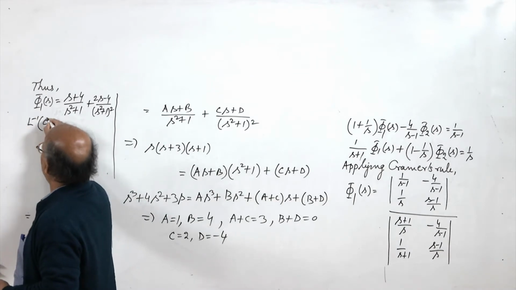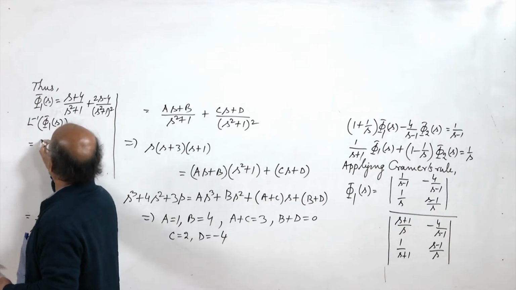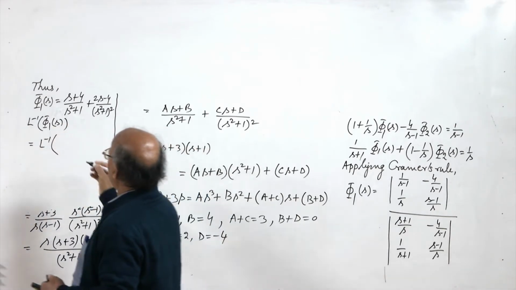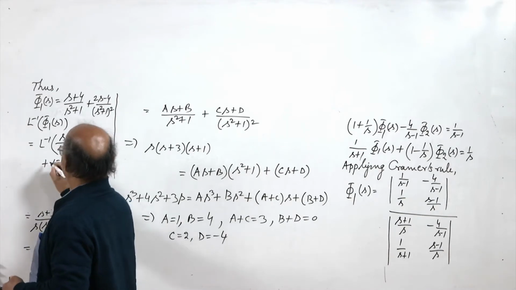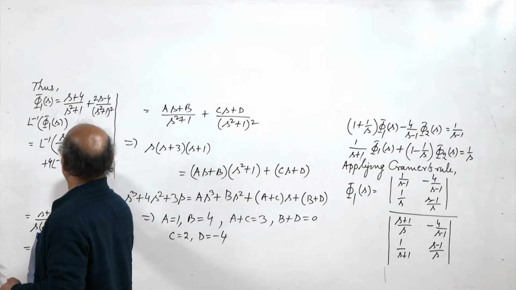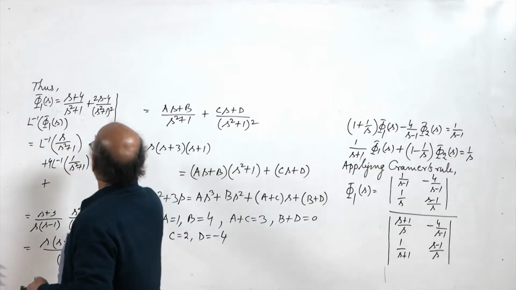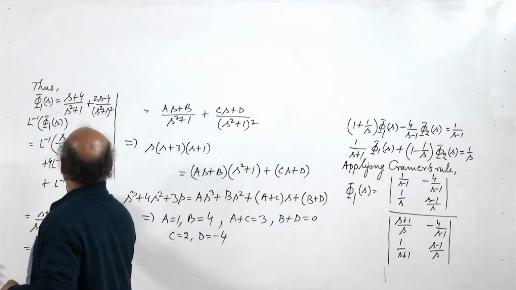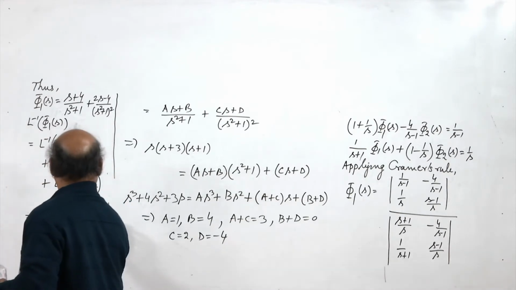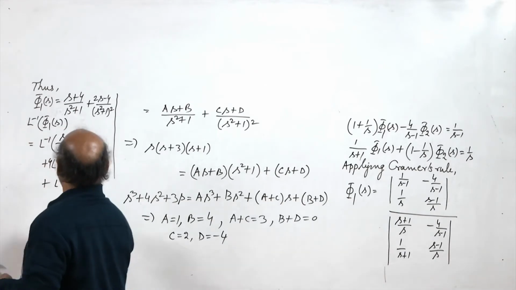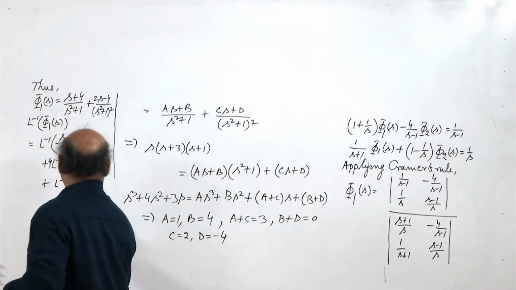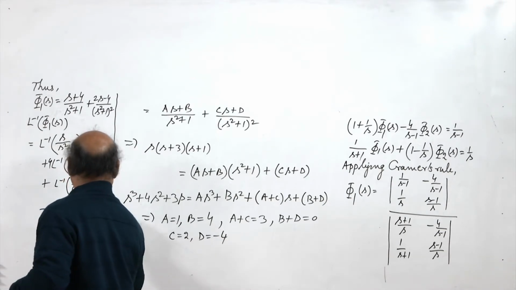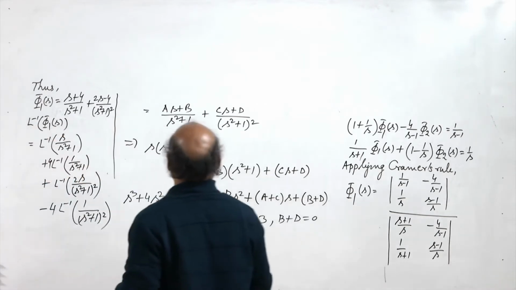So inverse Laplace transform of phi 1s gives you inverse Laplace transform of, now let us break it into parts, s over s square plus 1, plus inverse Laplace transform of 4 times, 4 we can take outside, 1 over s square plus 1, then inverse Laplace transform of 2s upon s square plus 1 whole square, then inverse Laplace transform of minus 4 times 1 over s square plus 1 whole square. Let us find the inverse Laplace transform one by one.